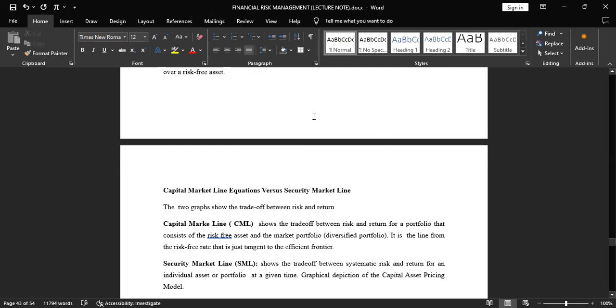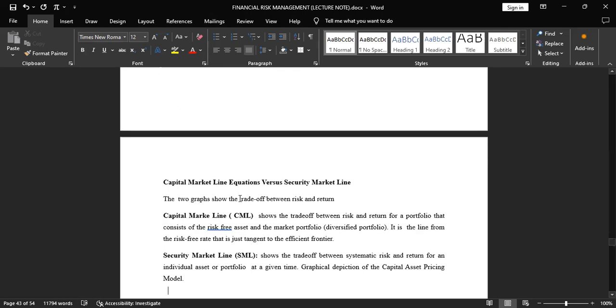Okay. Now we want to move to the capital market line versus the security market line. We have two graphs that we'll be using to explain this. The capital market line shows the trade-off between risk and return for a portfolio that consists of a risk-free asset and the market portfolio. It is a line from the risk-free rate that is just tangent to the efficient frontier. Then we have the security market line. That's what we're going to concentrate on today. That one shows the trade-off between systematic risk and return on individual assets or a given portfolio.